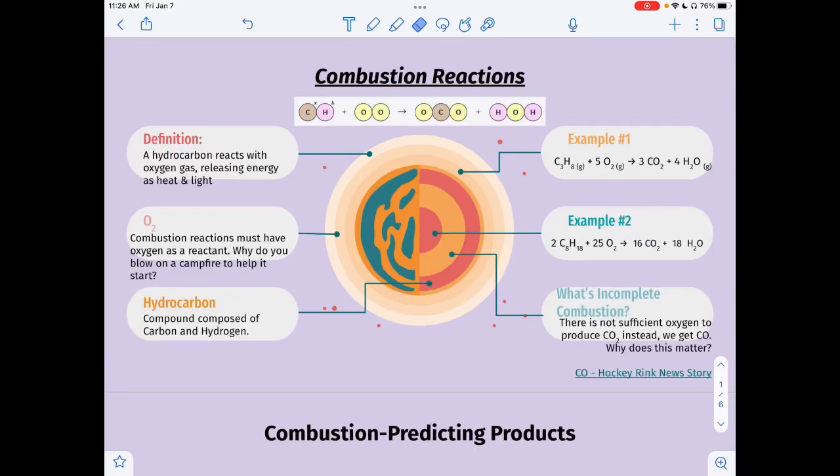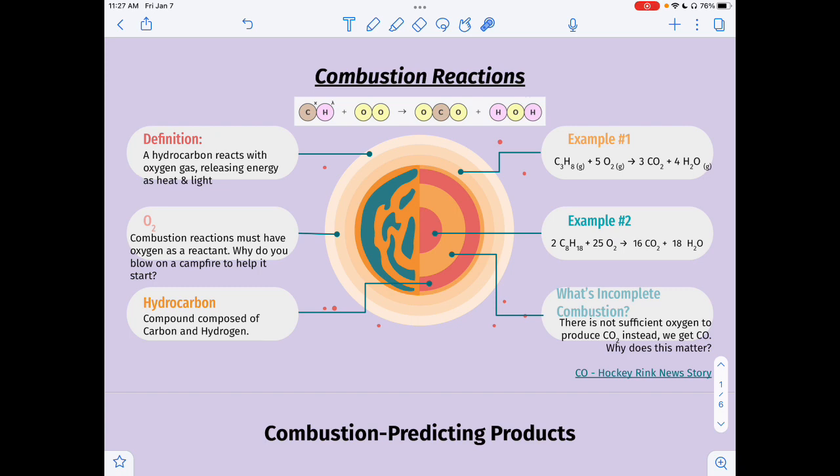Hello class, this is Mr. Standerson, and in this video we're going to go over the class notes about combustion reactions. And so I want to take you through a few of the highlights about what a combustion reaction is and how to write the products and balance the equation for any combustion reaction.